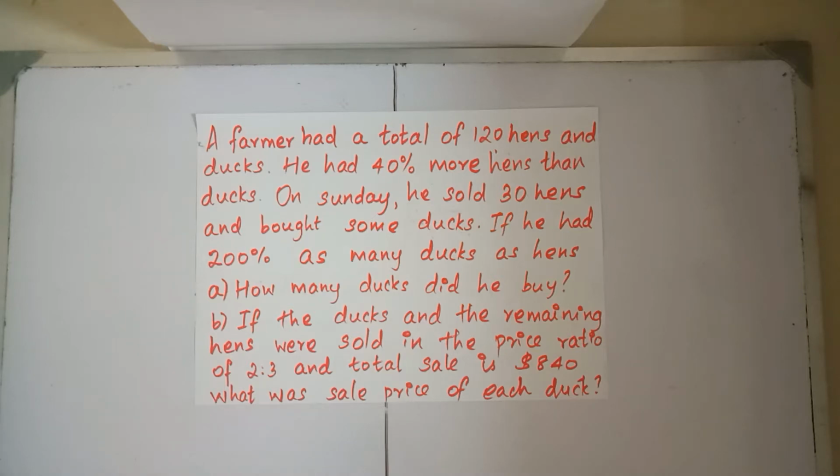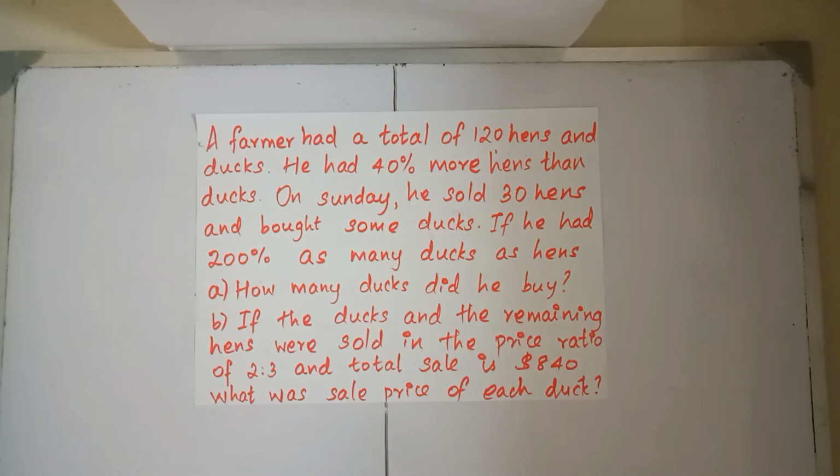A farmer had a total of 120 hens and ducks. He had 40% more hens than ducks. On Sunday, he sold 30 hens and bought some ducks. If he had 200% as many ducks as hens, A. How many ducks did he buy? B. If the ducks and the remaining hens were sold in the price ratio of 2:3 and the total sale is 840 rupees, what was the sale price of each duck?